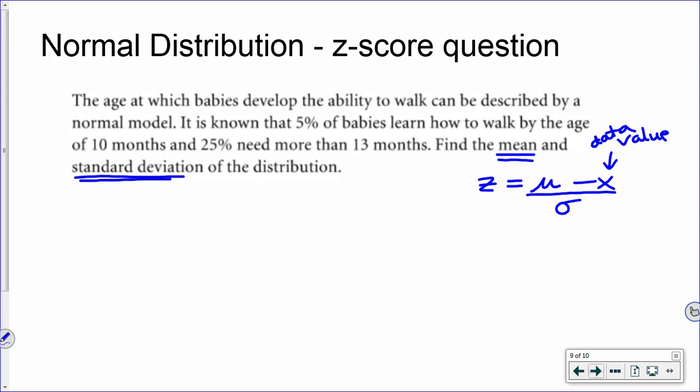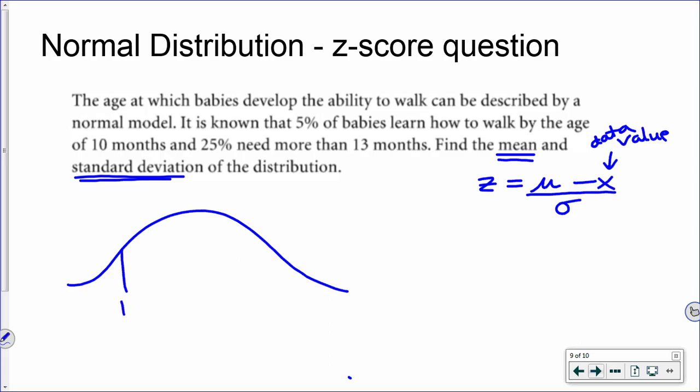So for this question, the age at which babies develop the ability to walk is described by a normal model. So I'm going to start by drawing myself a normal curve, and any information they give me, I'm going to try to label in the correct spot on my bell curve. They're telling me it is known that 5% of babies learn how to walk by the age of 10 months.